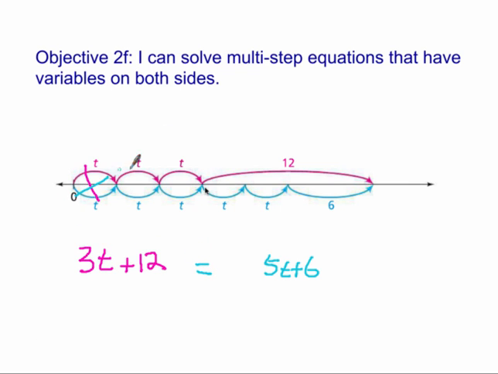Well, we can cross these out right away. They're just going to cancel each other out. So we actually have 12 equal to 2t's plus 6. And we have it down to a 2-step equation and we could solve it. So let's look at a couple of others.